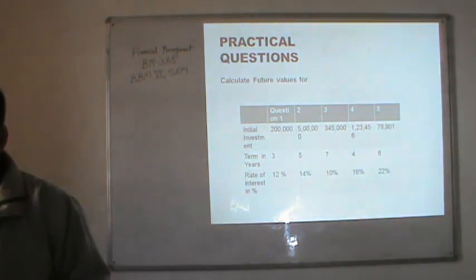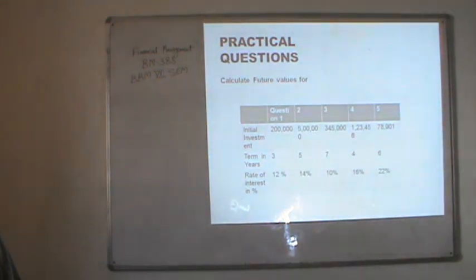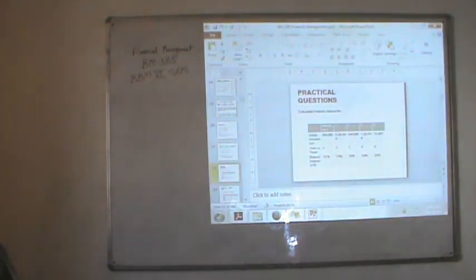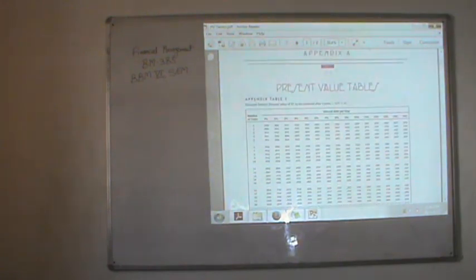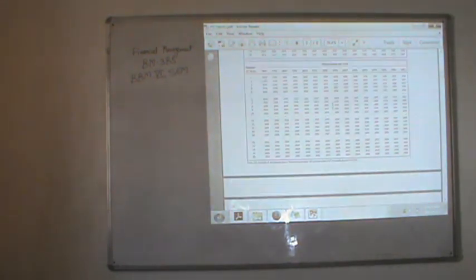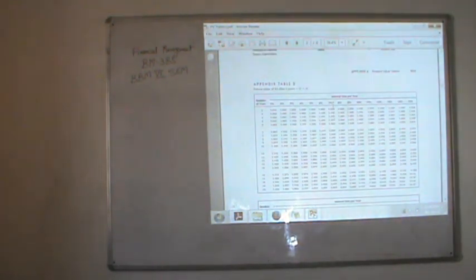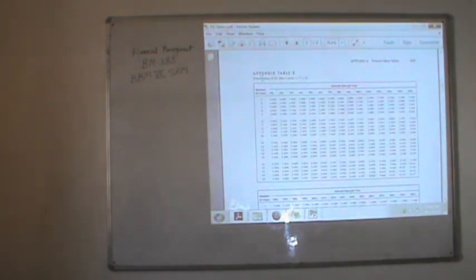Now in the case of the table value, we will open the tables, and with the help of the table value we will be calculating that. So in the table, first we have the present value table, but we do not require the present value table. Another is also a present value table. No, this is the future value table.